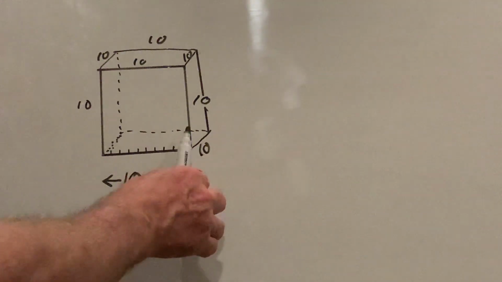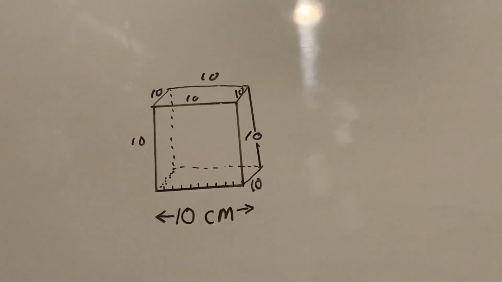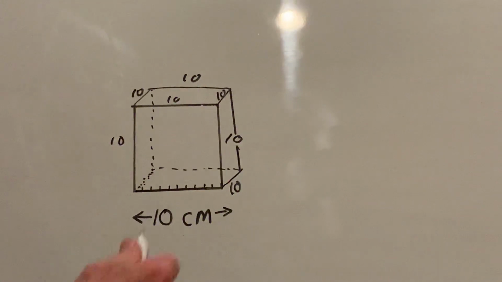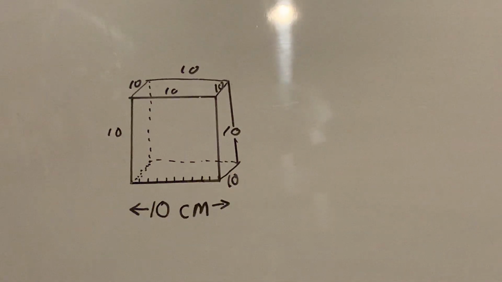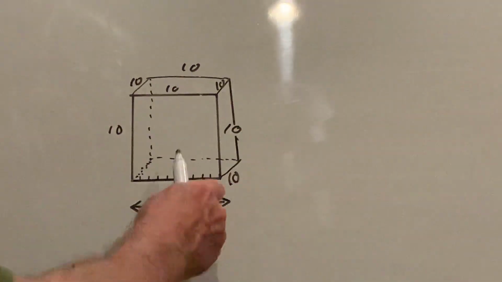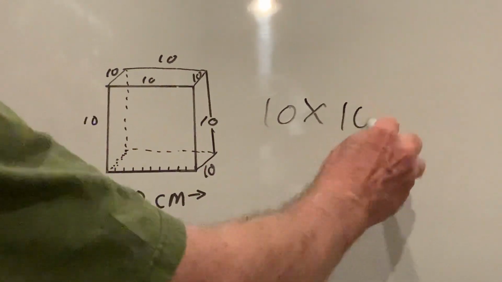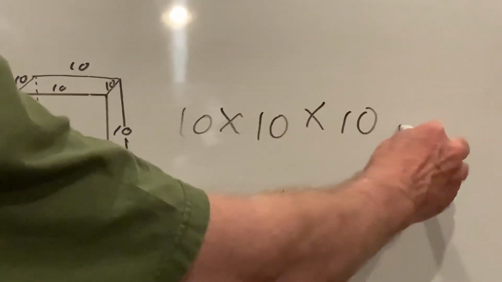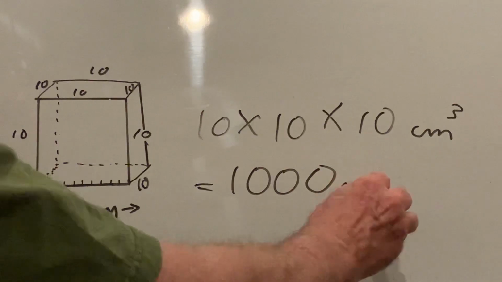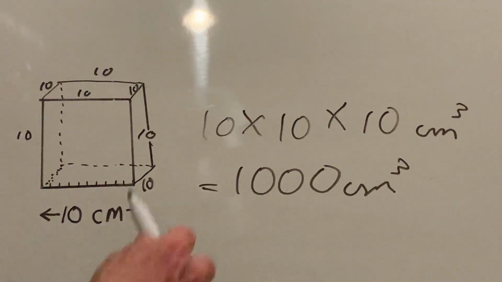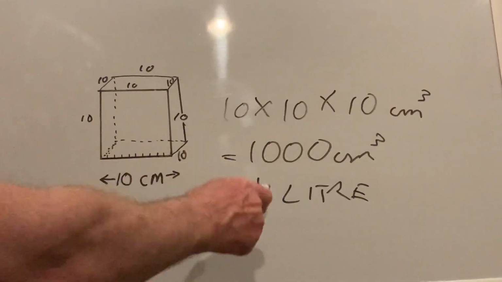Now, if we had a glass box that measured 10 by 10 by 10 centimetres, and we filled it with water, that would be a litre of water. So that is the definition of a litre. A litre fills a cube 10 by 10 by 10 centimetres. The volume of this cube will be 10 by 10 by 10 cubic centimetres, which equals 1,000 cubic centimetres. And if you fill it with water, that equals 1 litre of water. So 1,000 cubic centimetres equals a litre.